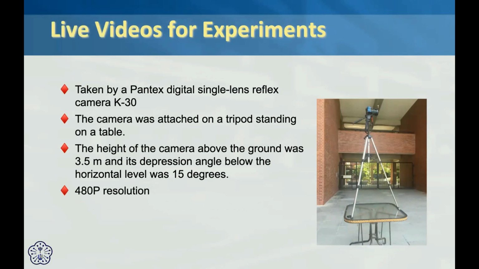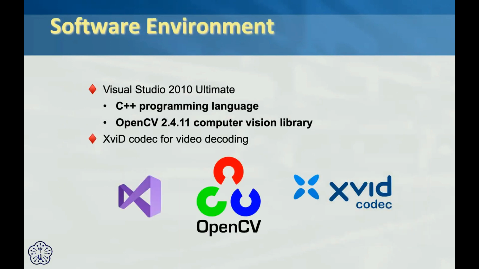For the live video, it was taken by a Pentax digital camera, and the camera was attached to a tripod standing on a table so that it gets a broader view. The height of the camera above the ground was about 3.5 meters, and its depression angle below the horizontal level was 15 degrees. The software environment includes Visual Studio, programming in C++ with the OpenCV computer vision library. And in order to decode the video, the XviD codec was used.